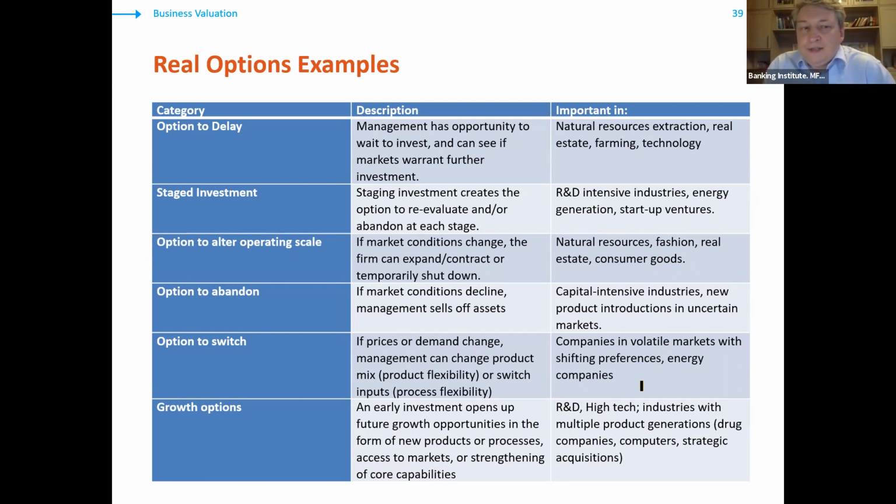Another possible option is an option to alter operating scale. For example, I built an apartment building. I can start selling all the apartments right now at the prevailing market price at the moment when I finish the building. But if I don't have too much debt that would force me to sell my apartments as fast as I can, and I see that market prices are unfavorable, too low, I can wait. So I can stop or reduce my sales until the moment when I believe the prices go up.